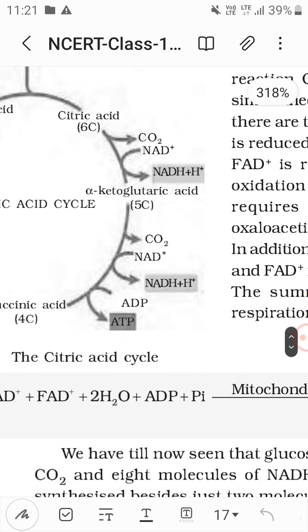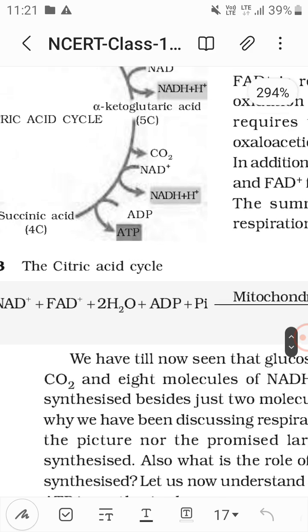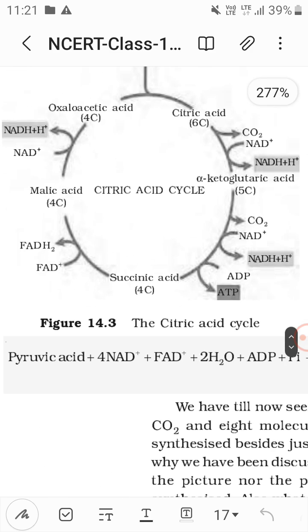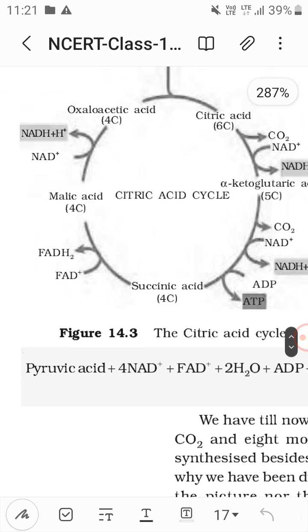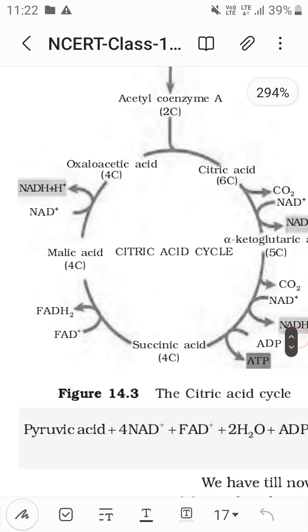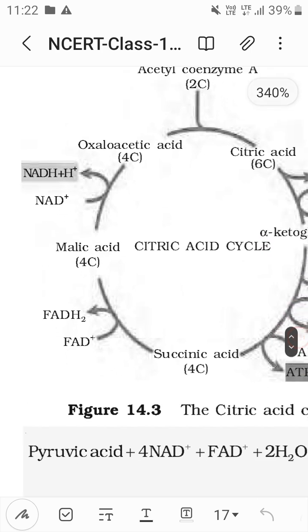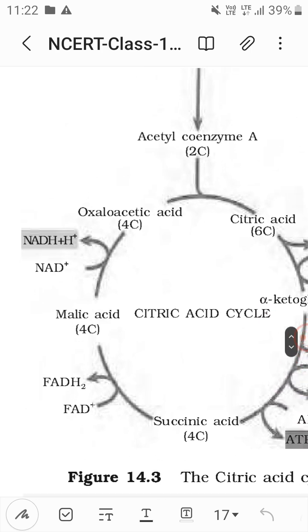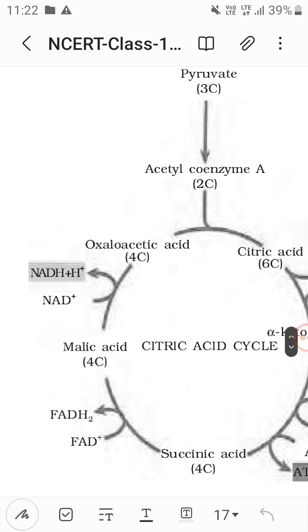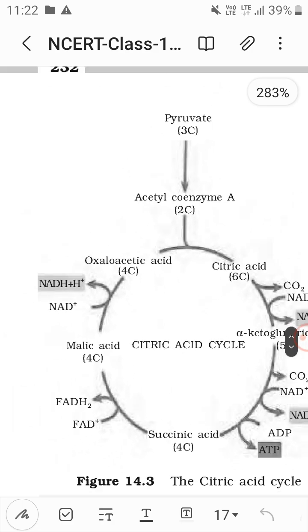and electron donor. And then ADP is converted into ATP, and then succinic acid is formed, that is 4 carbon. Then succinic acid is converted into malic acid, where FAD plus is converted into FADH2. Then malic acid is converted into oxaloacetic acid, where NAD plus is converted into NADH plus H plus. So this is the citric acid cycle.